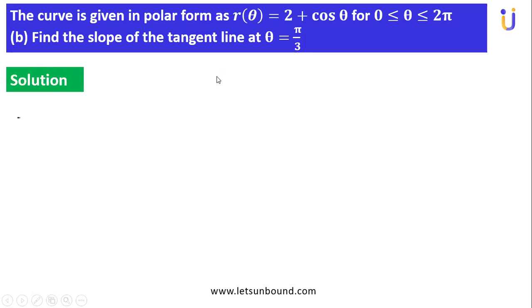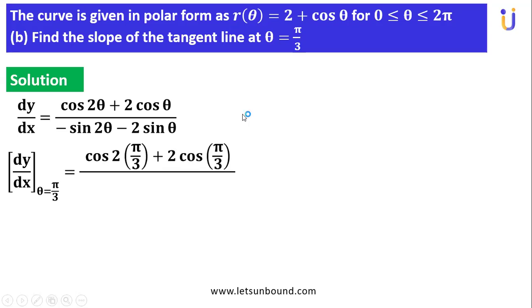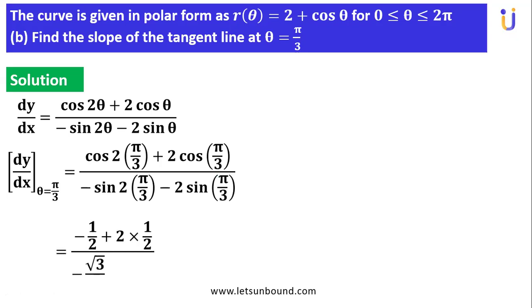Find the slope of the tangent line. I know the slope form, we just did it. Just plug in pi by 3 over there. So cos 2 pi by 3, 2 cos pi by 3. Everywhere, replace theta with pi by 3 and simplify it. So cos 2 pi by 3 is minus half, cos pi by 3 is plus half. Sin pi by 3 is root 3 over 2, sin 2 pi by 3 is again root 3 over 2. You simplify this, and you will get the slope.